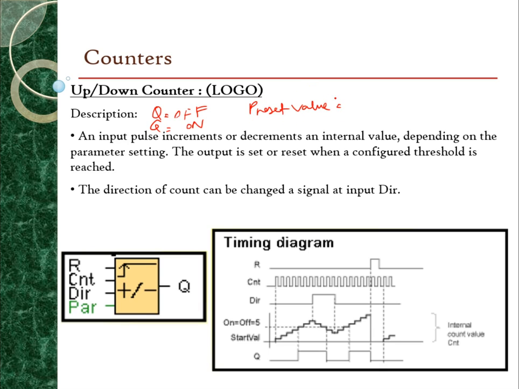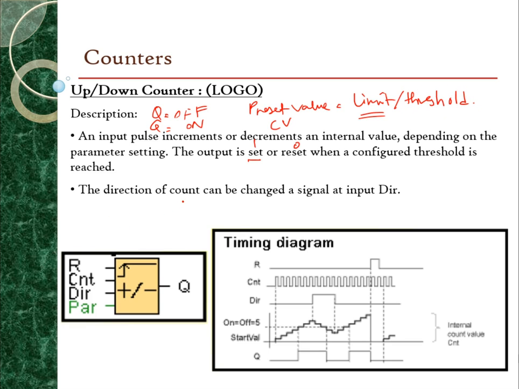Preset value means the counter value. This is the limit. You put the limit of your counter. So the output is set or reset when a configured threshold is reached. So this is the threshold value or the limit.